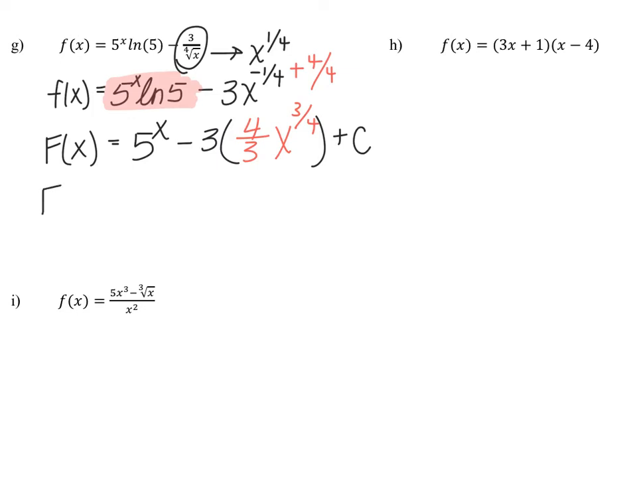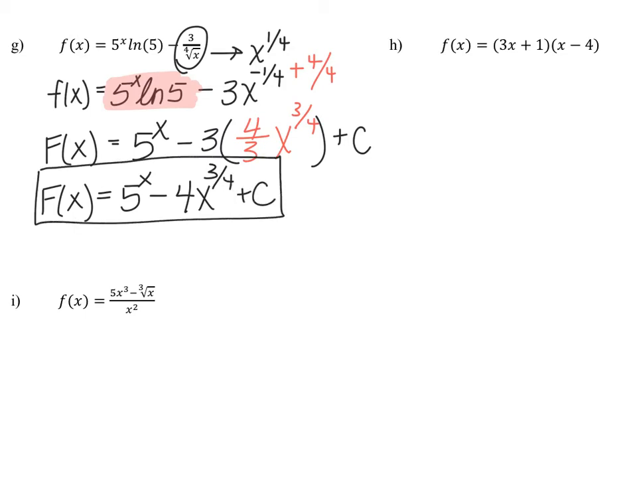So let's simplify all the way. Our antiderivative, capital F of x, would be 5 to the x power minus 4x to the 3/4 power plus a constant. Once again, you could check this by computing the derivative of our answer and making sure it would be equal to the original.